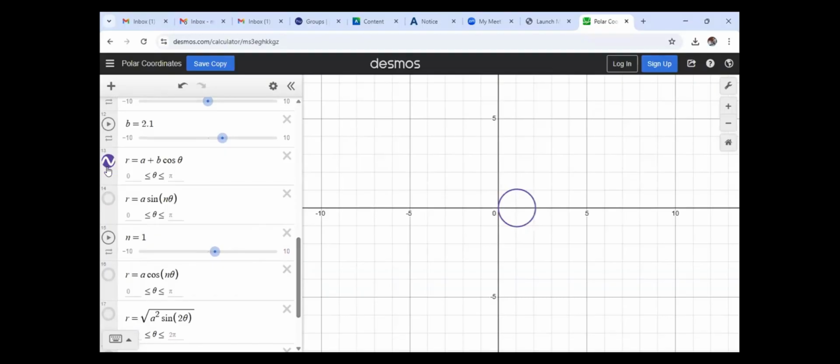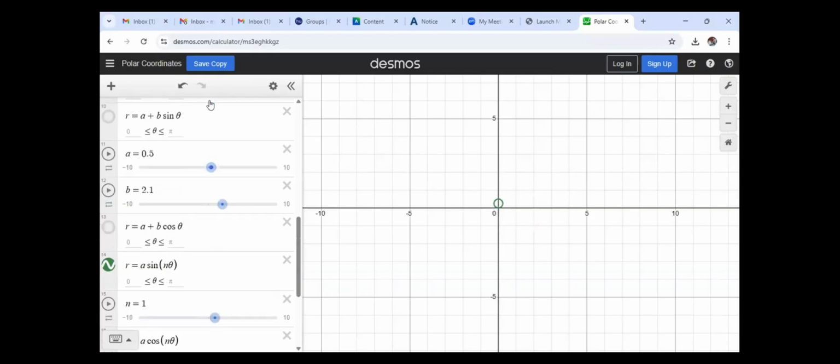Next one. These are called roses. So let's first increase our A. We'll make our A a 1. Does it start getting bigger? And so our A out front is going to control size. Now let's change our N.